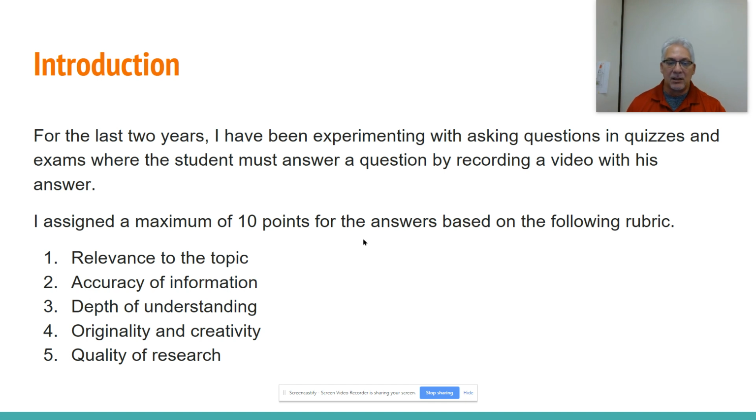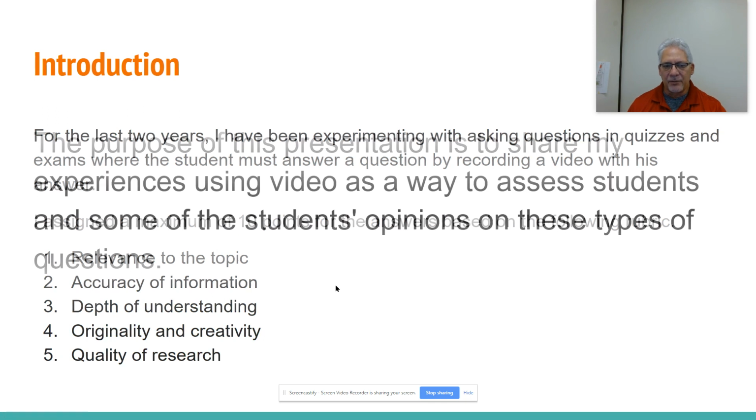They can take the test out of the classroom and they need to have a camera and microphone for recording the video. This is more or less the rubric that I gave to them. I made that public so they know how to present their video. It doesn't mean that I will follow it strictly. I'm very flexible with the rubric, but I want to give them an idea of how they are going to present the video.